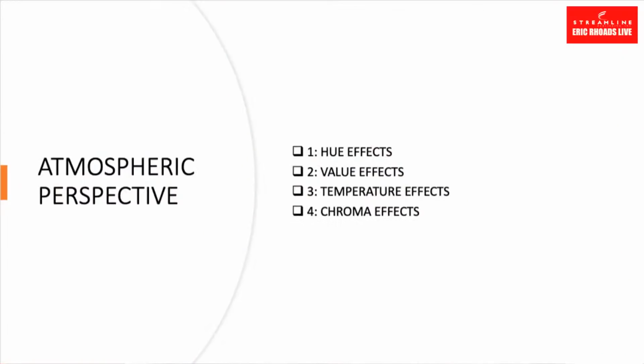So all of that affects atmospheric perspective. And I want to talk a bit about how atmospheric perspective impacts each of these variables. Each of these is a color variable. There are hue effects, value effects, temperature effects, and chroma effects. So let's go to hue effects, because that's the first thing you do: you pick the hue.